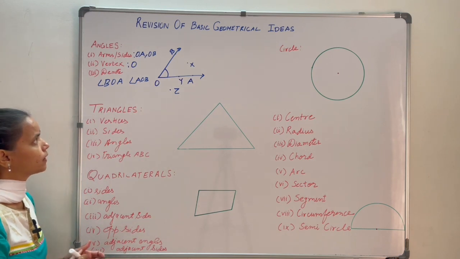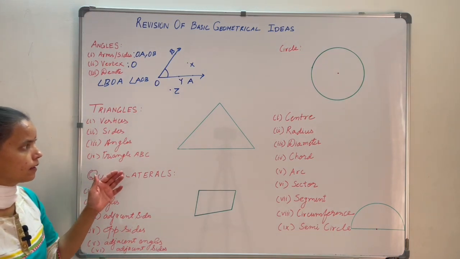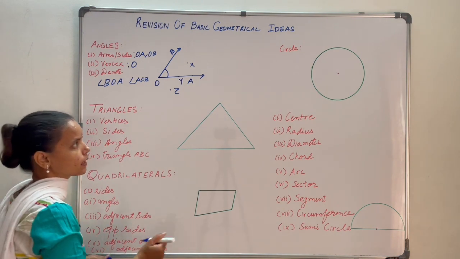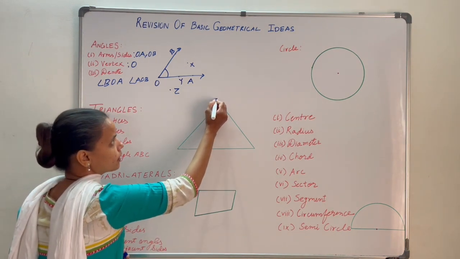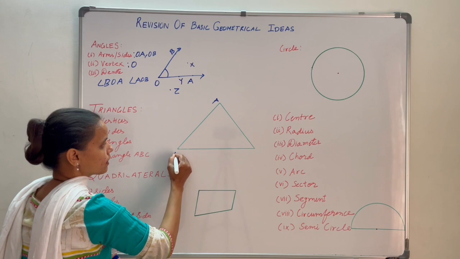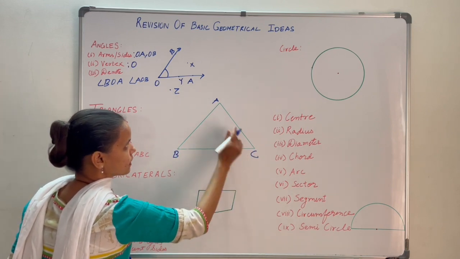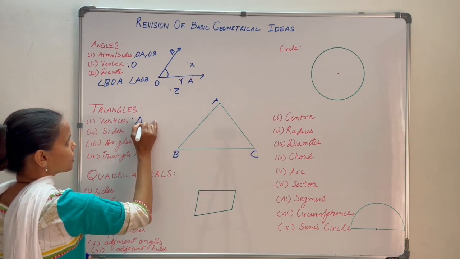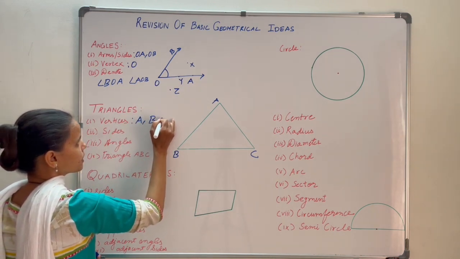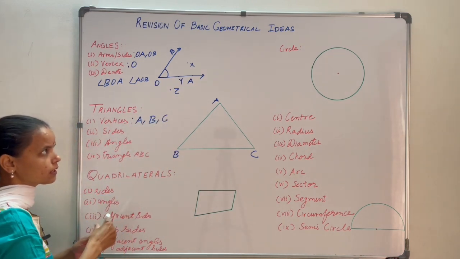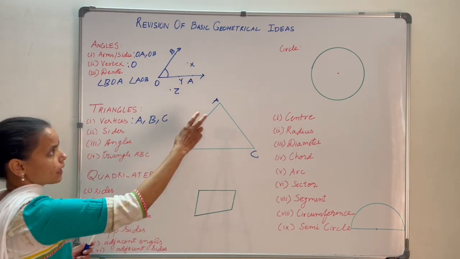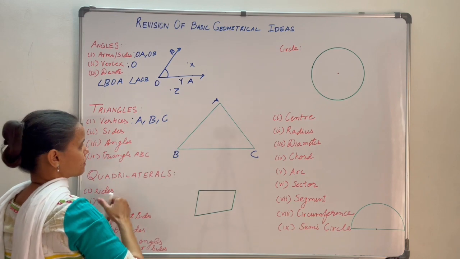Triangles. A triangle is the smallest polygon. It has three sides. Let us name this triangle. These points are A, B and C. So, points A, B and C are called the vertices, since they are the points we represent with a capital letter. Sides, they are the line segments.